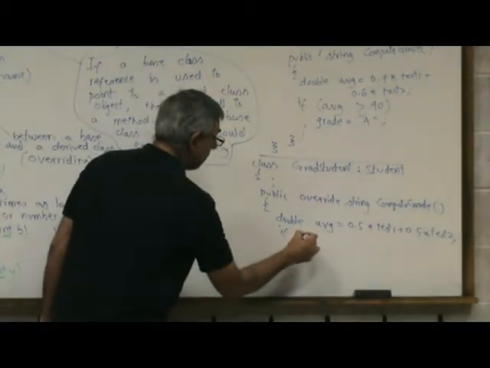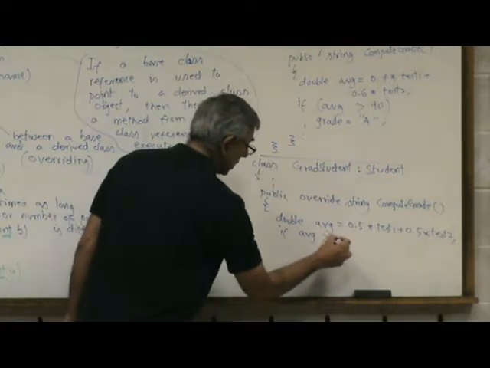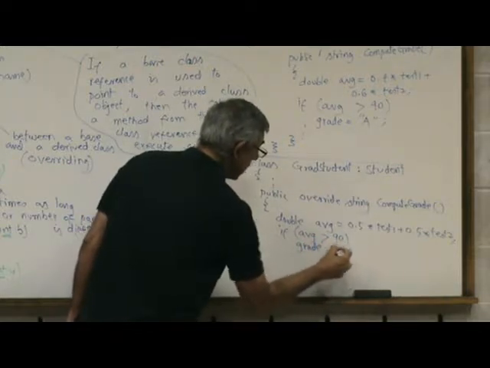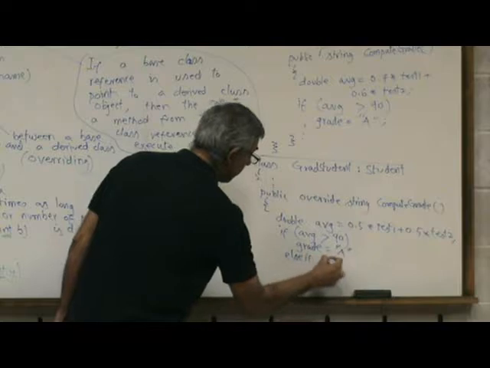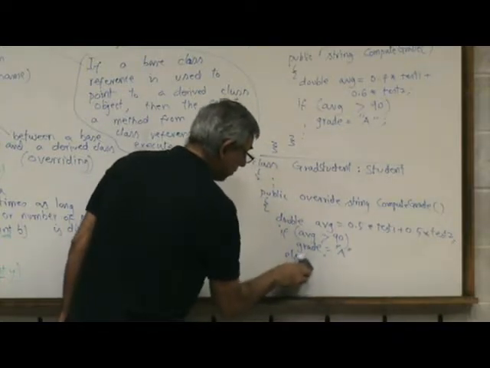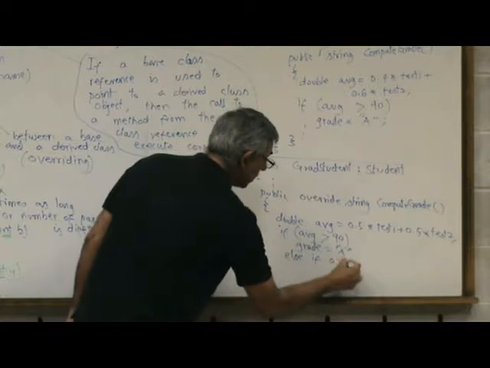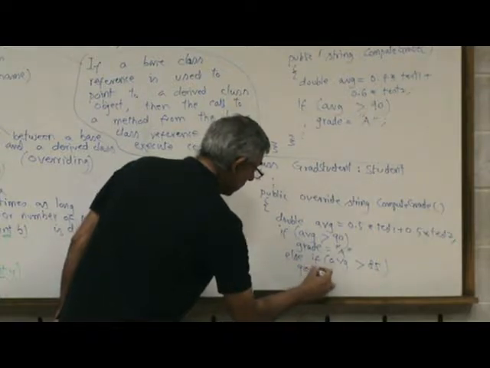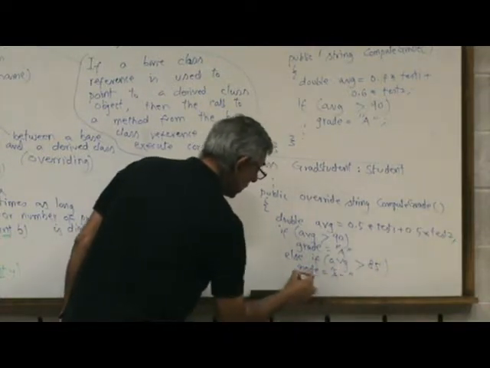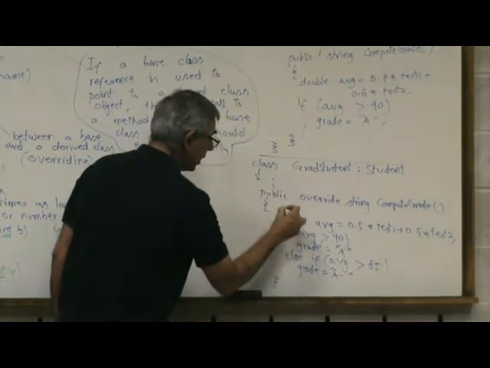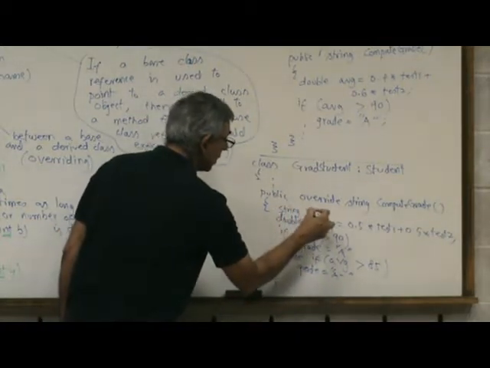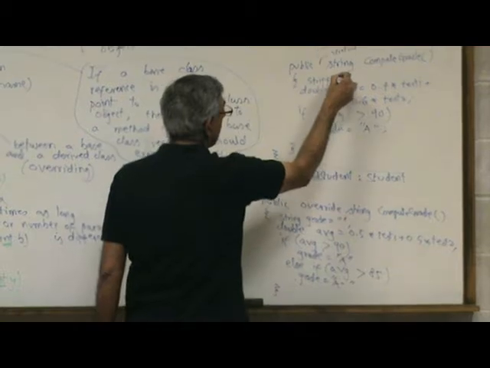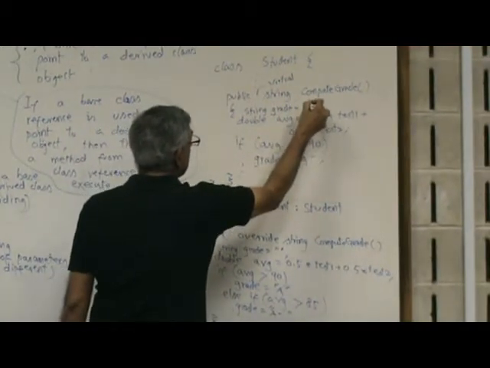right? And then if avg is greater than 90, grade equal to A, else if, let's say, avg is greater than 85, let's say grade equal to A minus, and so on. And assume you have already declared string grade equal to blank, and over here string grade equal to blank. Okay.